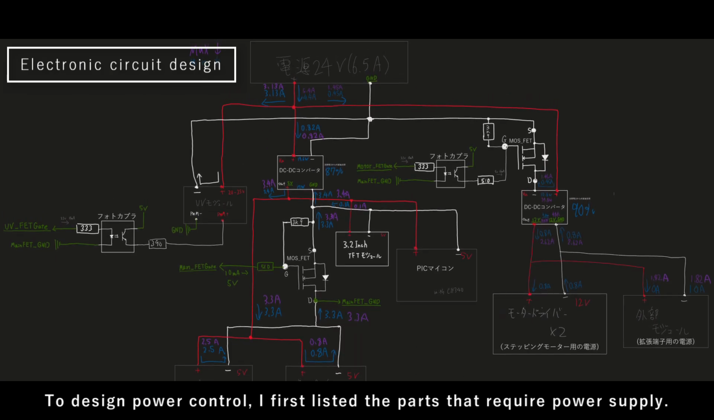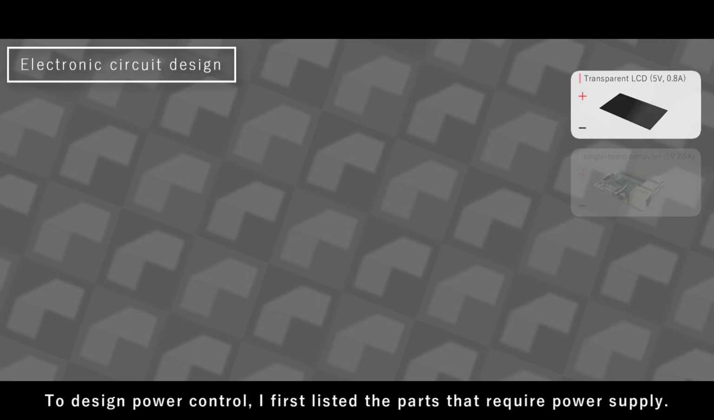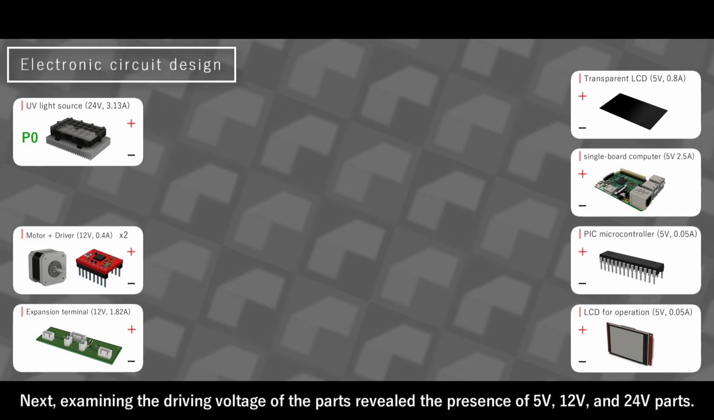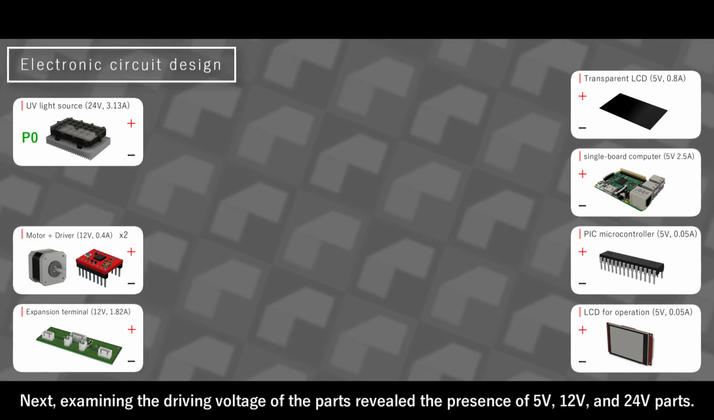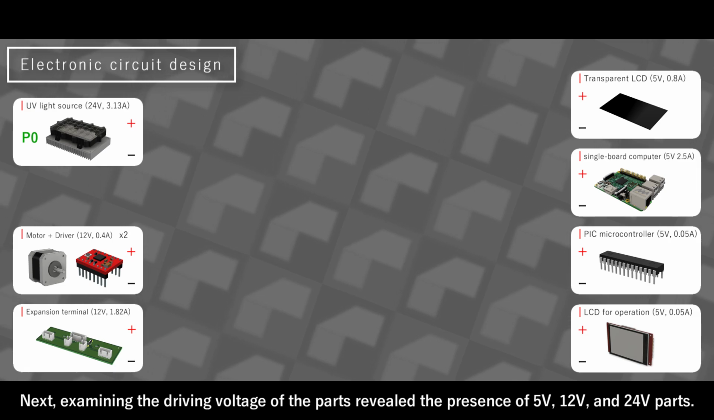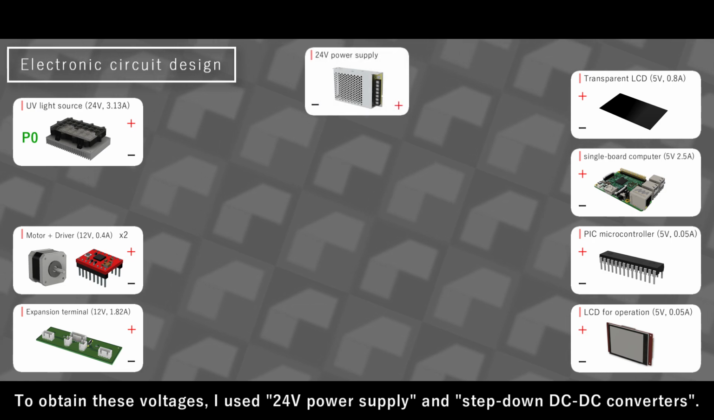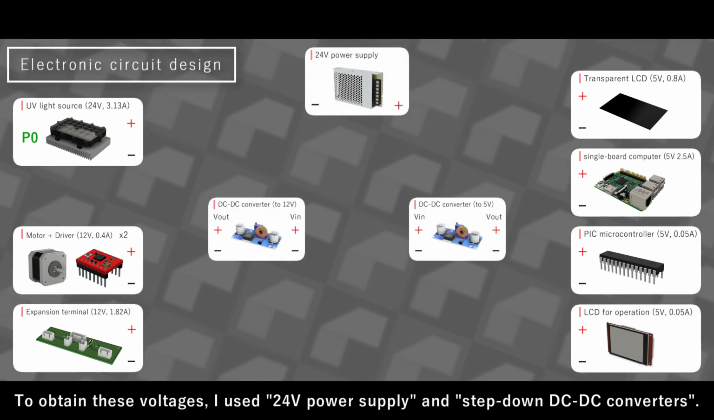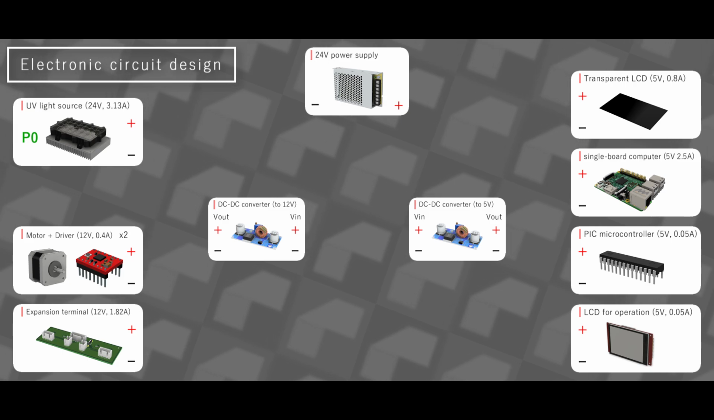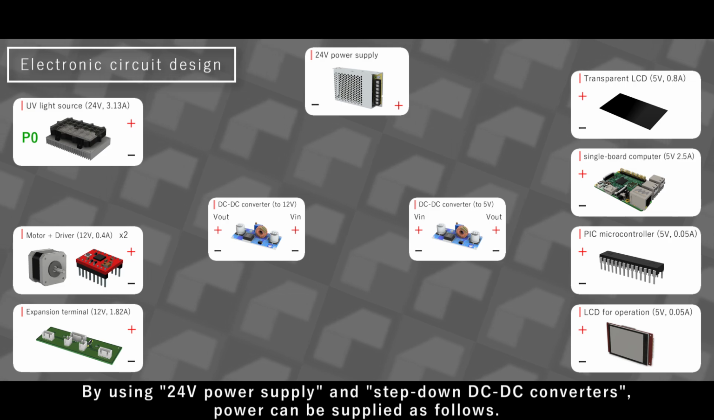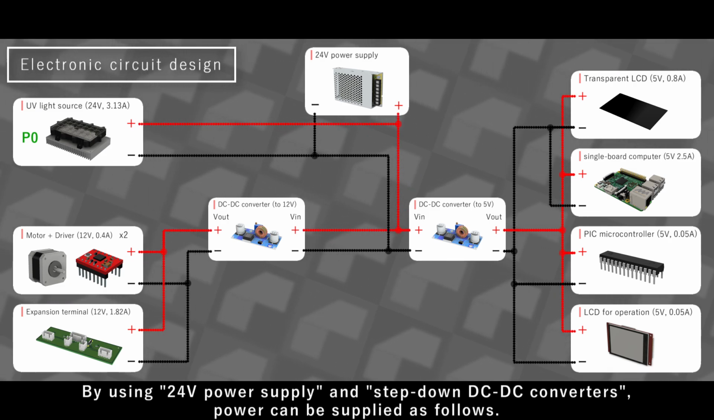To design power control, I first listed the parts that require power supply. Next, examining the driving voltage of the parts revealed the presence of 5 volt, 12 volt, and 24 volt parts. To obtain these voltages, I used a 24 volt power supply and step-down DC-DC converters. By using a 24 volt power supply and step-down DC-DC converters, power can be supplied as follows.